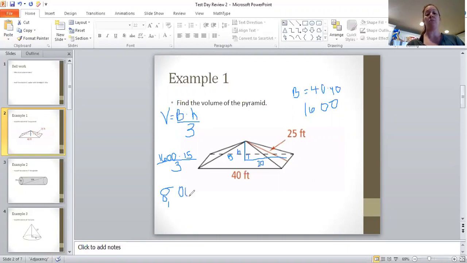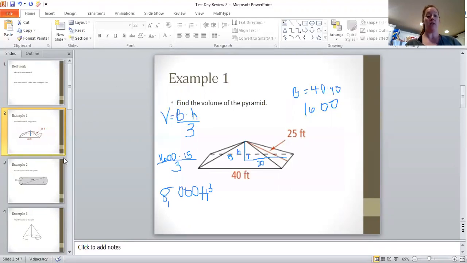Usually we'd be really particular about making sure you're using your labels correctly, but as you know, we are doing Google Forms for our assessments, so it's a little bit harder to do labeling, so you guys haven't been doing labeling. But if you were doing this on a written test, it would be 8,000 feet cubed, because volume is cubic. All right? So let's move on to a cylinder then.